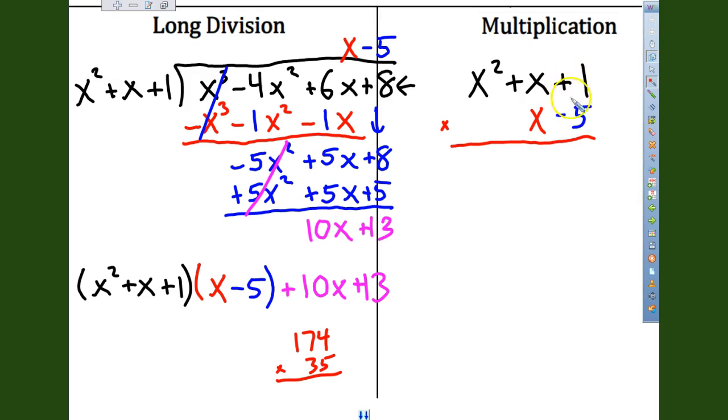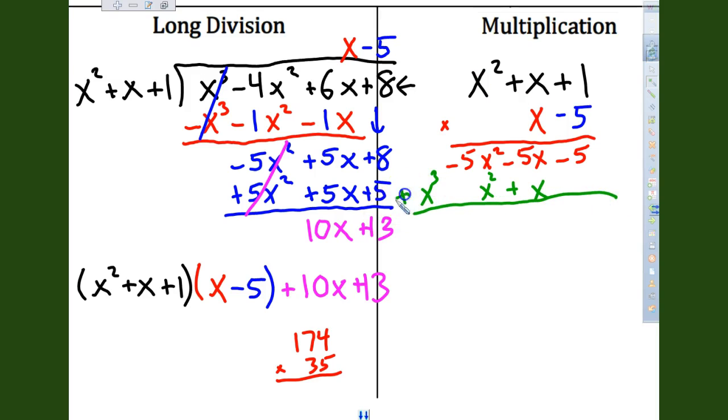So negative 5 times 1 is just negative 5. Negative 5 times x is negative 5x. Negative 5 times x squared is negative 5x squared. And then we repeated the next step. X times 1 was just x. X times x was x squared. I'll put a plus there. And x times x squared was x to the third. And we added those all up.